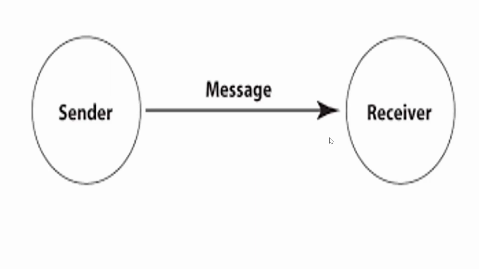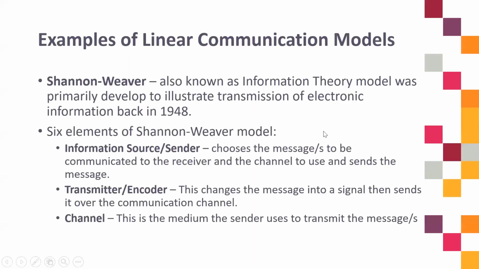So here are some examples of linear communication models. The first one is the Shannon-Weaver. The Shannon-Weaver, also known as the information theory model, was primarily developed to illustrate the transmission of electronic information back in 1948. I'm going to show you later how a Shannon-Weaver linear communication model looks.